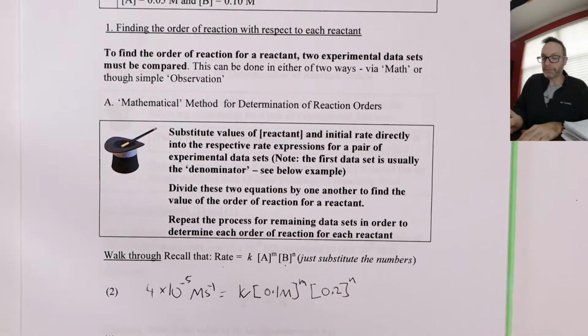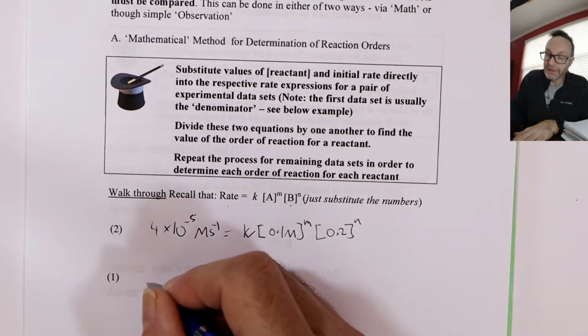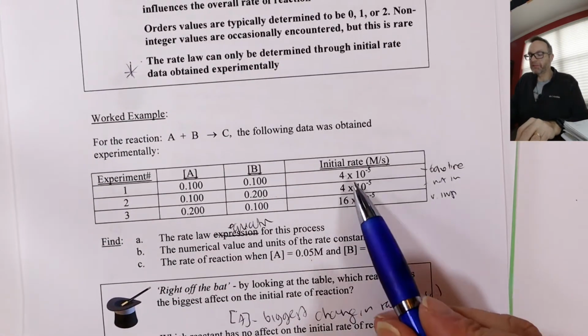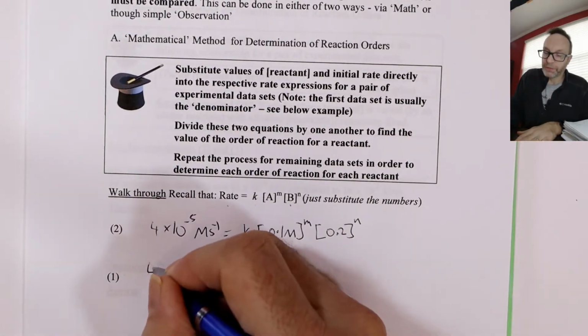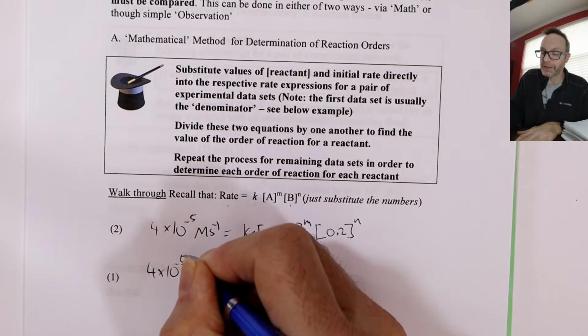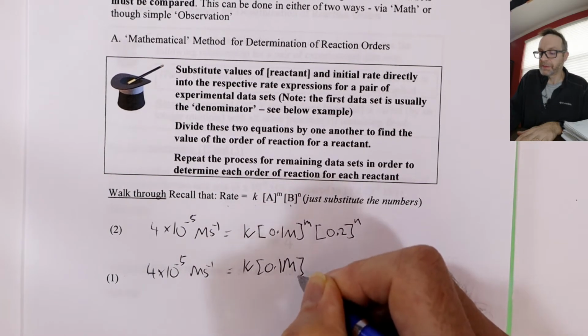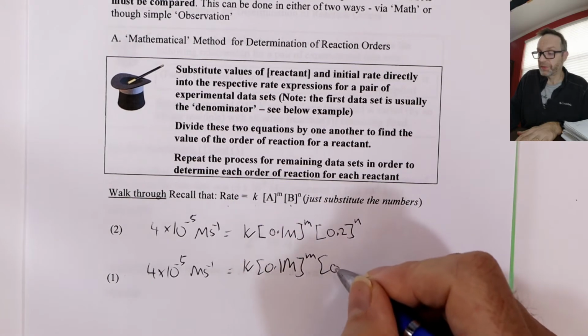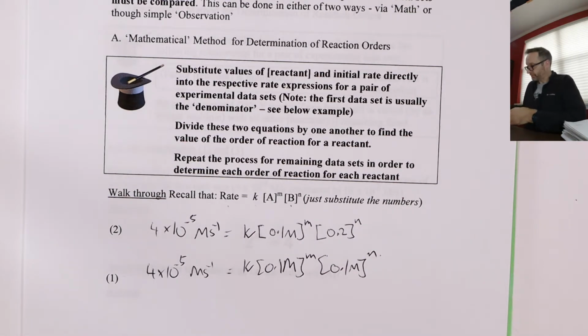So what I want you to do is a similar one for condition 1, experiment 1, okay? So the rate, K, is going to be the same, and then the concentration is raised to the same orders, all right? Let's do that. If we look, the rate didn't change between 1 and 2. It's the same number, and it's 0.1 and 0.1. So 4 times 10 to the minus 5 moles per liter per second equals K, 0.1 M for molar, right? 0.1 M.